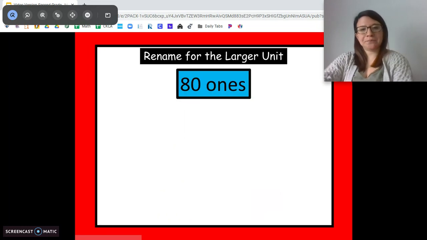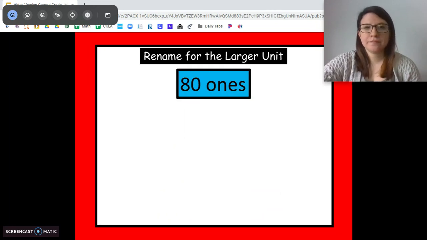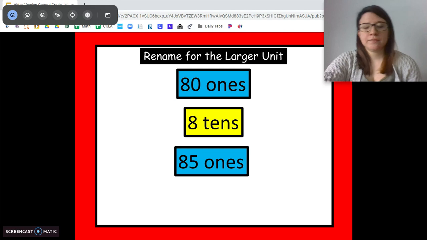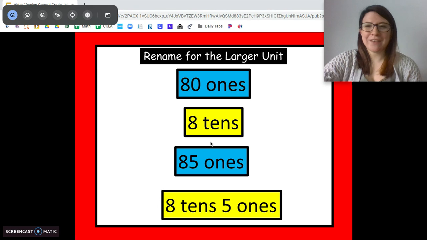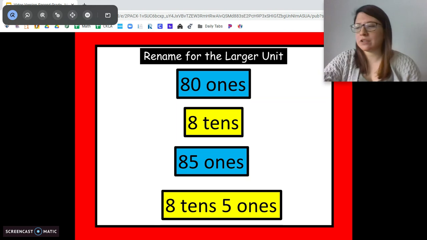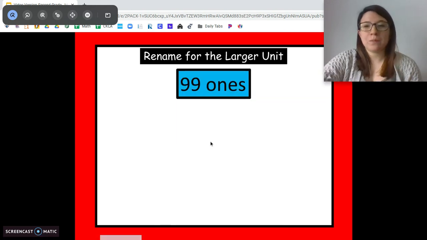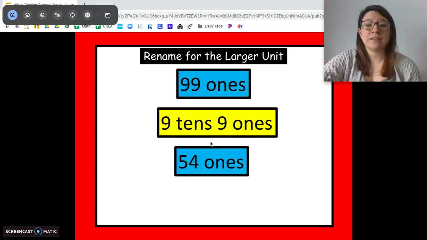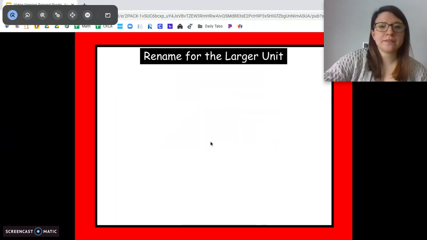What about 80 ones? Good. 8 tens. 85 ones. Eight tens, 5 ones. Good job. 10, 20, 30, 40, 50, 60, 70, 80, 8 tens, plus 5 extra ones. Ooh, what about 99 ones? Good. 9 tens, 9 ones. What about 54 ones? Good. 5 tens, 4 ones.